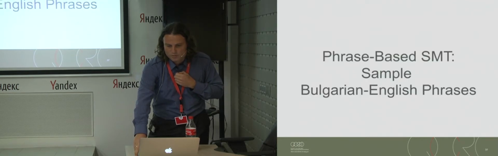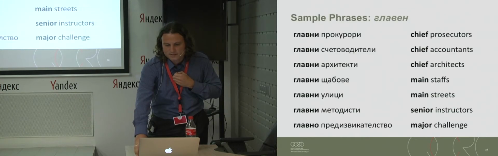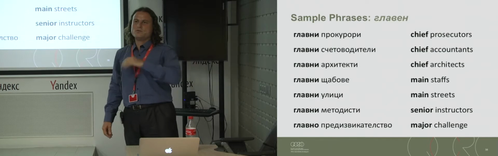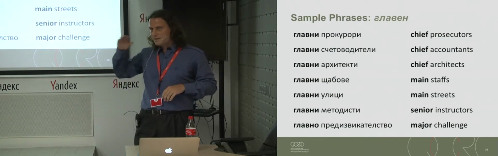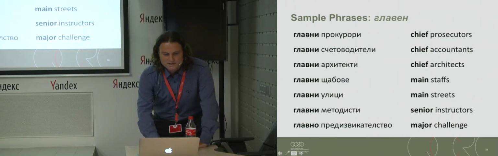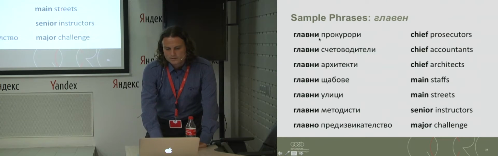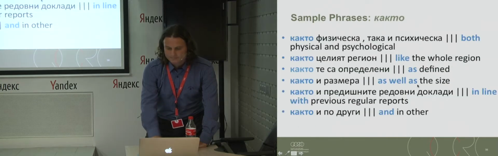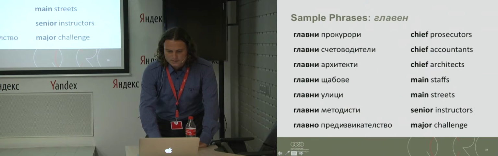So I want to give you some examples. I have some Bulgarian-English phrases, but you should get the idea, even though you probably don't speak Bulgarian, because it's similar to Russian. For example, here is the word glavni. In some cases it is translated as chief prosecutor, chief accountant, but here, glavni shtab, glavni ulici, it means main. And here, главный метод is senior instructors, and главное предизвикательство is major challenge.